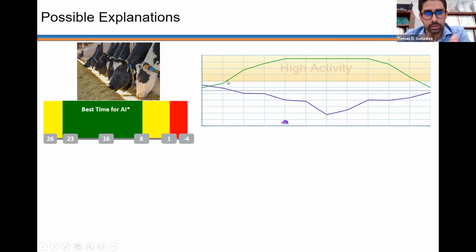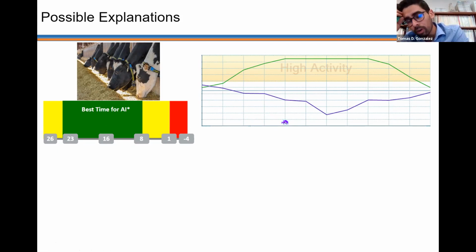Because if we go here, staying at 26, 26, 26, intervals of 2 hours, going here is 5 intervals, so it's 10 hours. The cow is going to stay here, and then we wait until 15 to breed these cows. So that means we wait 10 hours after the cows start showing heat to breed the cow.